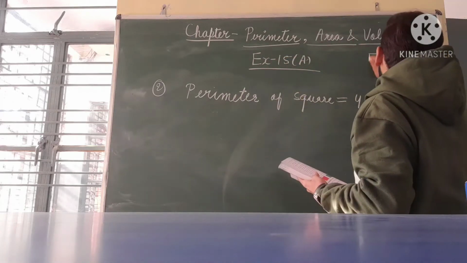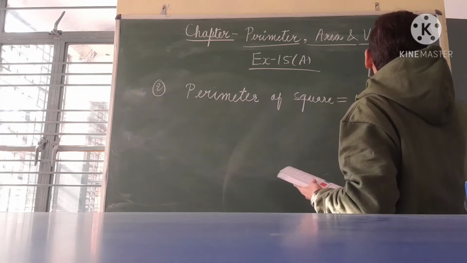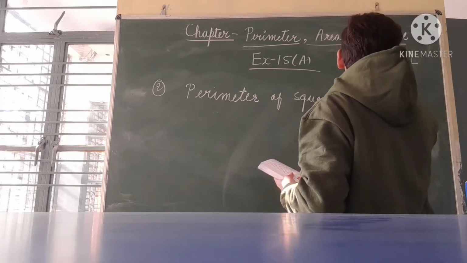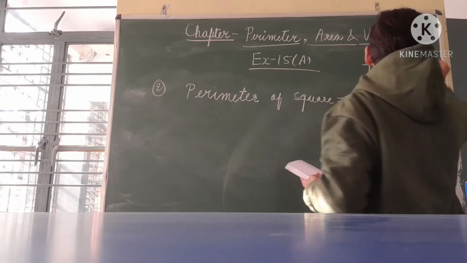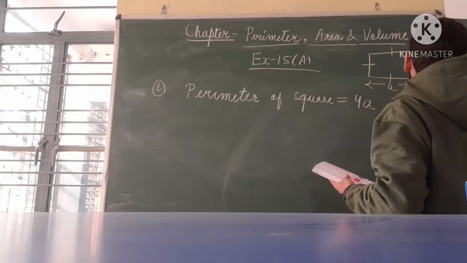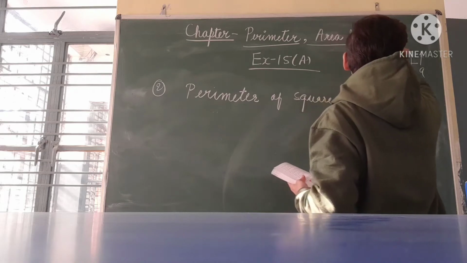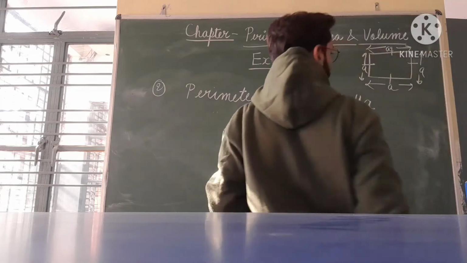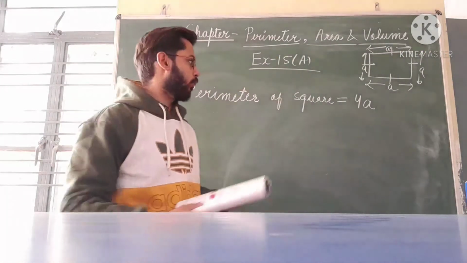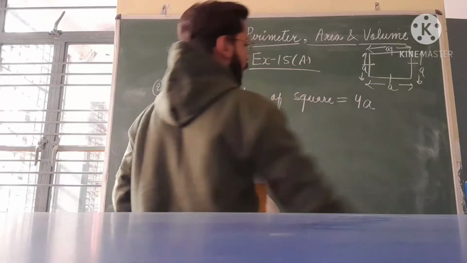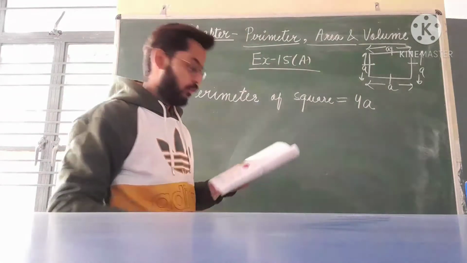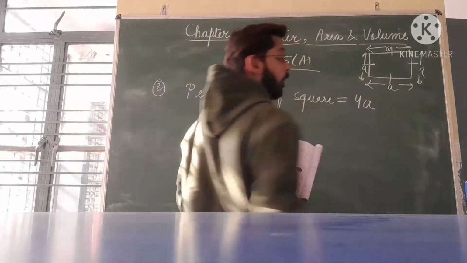How do we get that? In a square all the lengths are equal: this length, this length, this length, this length. Suppose all lengths are considered as a meter, we get a, a, a, and this is also a. By adding all the lengths, we get a plus a plus a plus a, that is 4a. Therefore the perimeter of the square is given by the formula 4a, where a is the side of the square.